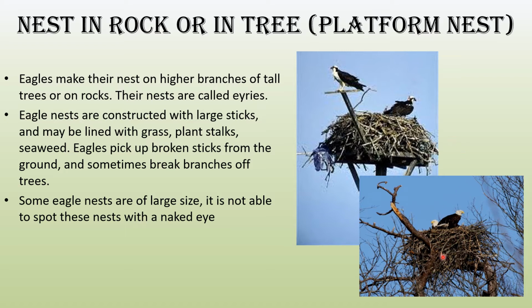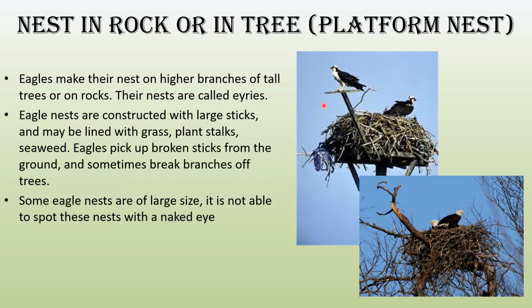Eagle nest is constructed with materials like large sticks, and it is lined with grass, plant stalks and seaweeds. Sometimes they pick up broken sticks from the ground, or they break the branches of trees with the help of their beak. Then that material is used for making the nest.